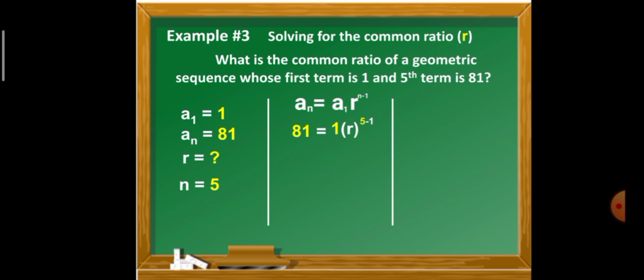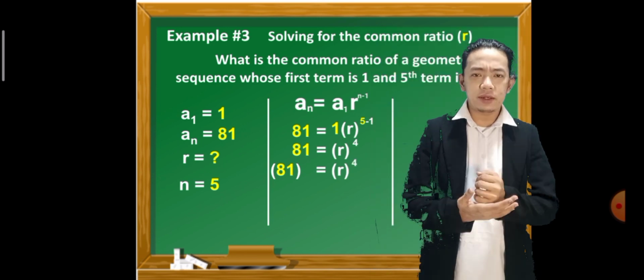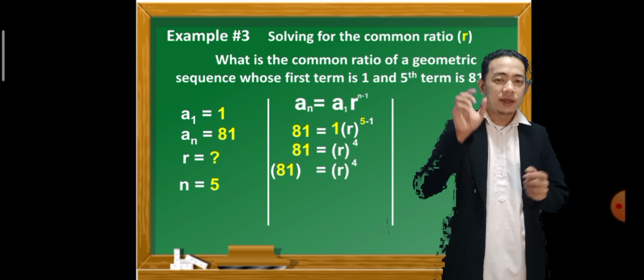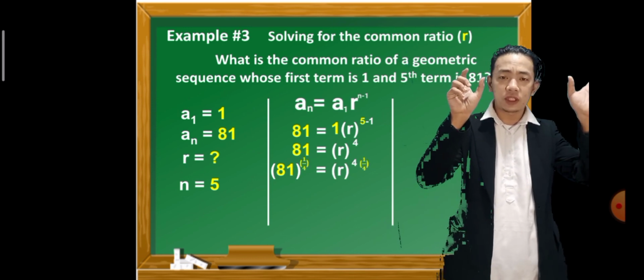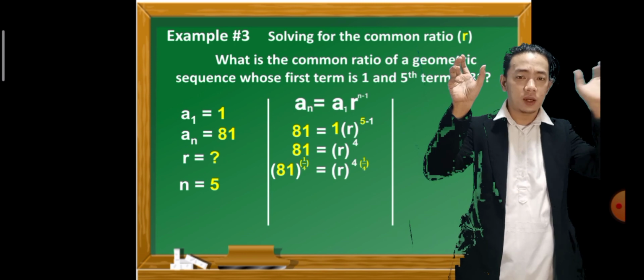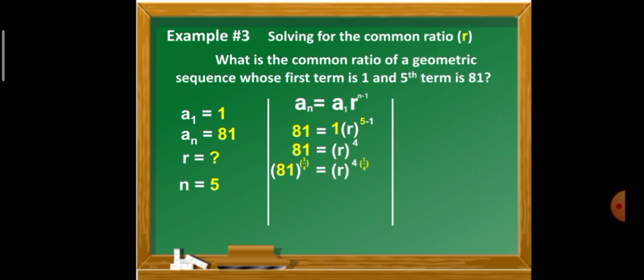So unahin muna natin ang exponent. So kopyahin, 81 equals 1 times r is r na lang. Then 5 minus 1 is 4. From 81 equals r raised to 4. So, gagawin natin is, sisimplify natin yan, yung exponent. So, mag-multiply tayo both side ng 1/4 power. Okay? So, from exponential form, gagawin natin siyang radical form. So, magiging 4th root of 81 equals 4th root of r raised to 4.